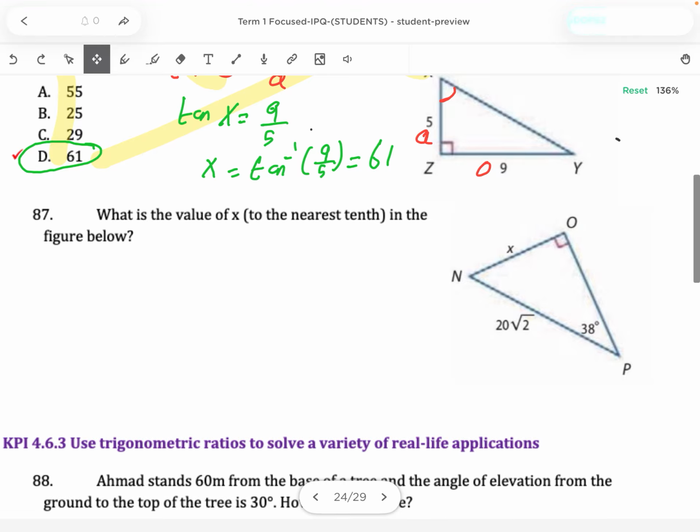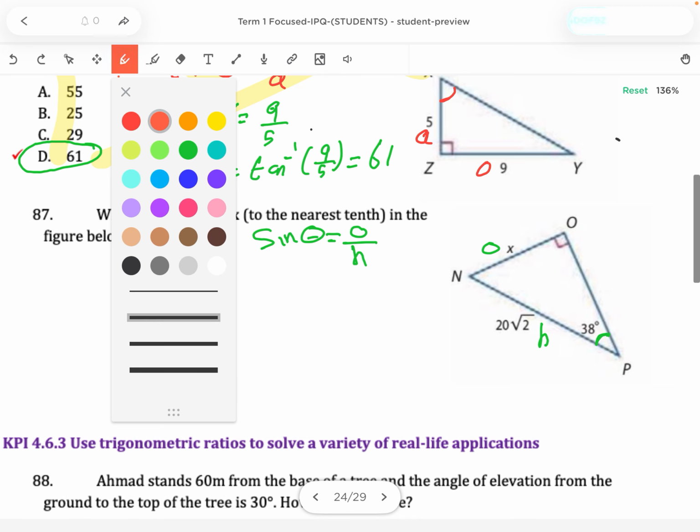Next one is the same story. They need the length of the side x. This is my angle. This is the hypotenuse because it's opposite to the right angle. This is O and H, so I have to use sine. Sine theta equals O over H.